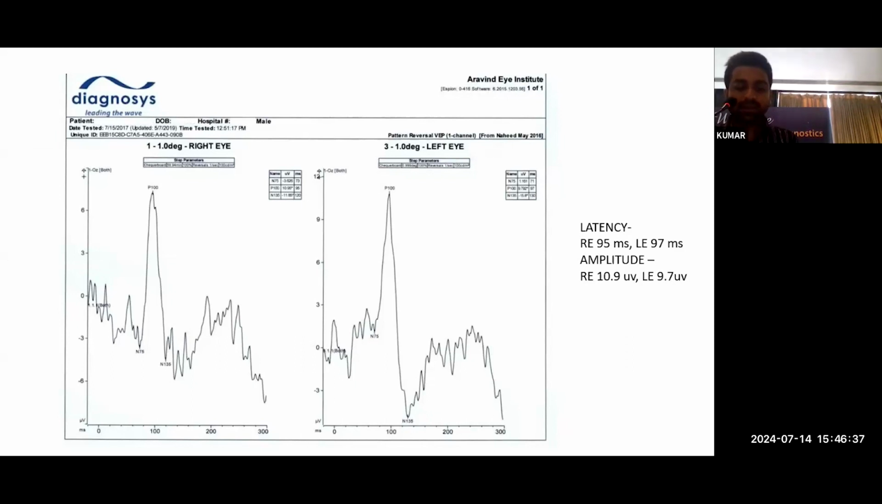In the right top hand corner, there would be a box displaying the amplitude of the P100 and the latency of the P100. In this report, the latency in the right eye is 95 milliseconds, left eye is 97 milliseconds. Amplitude in the right eye is 10.9 millivolt and left eye is 9.7 millivolt. All of this falls in the normal range. So this is basically a normal VEP report.